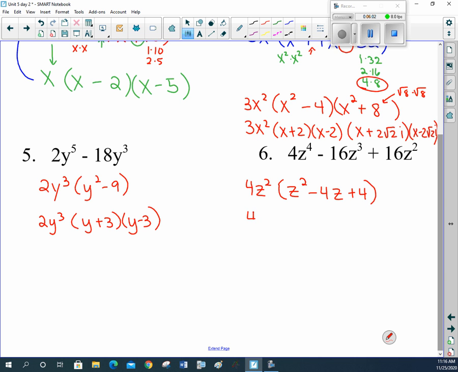Okay, so now I'm going to go ahead and factor that. Factor pairs of 4, I'm going to use 2 and 2 because we want them to add together to give us a negative 4. So z minus 2 and z minus 2. It's the same set of parentheses, so I'm going to go ahead and write that as a binomial squared, like that.